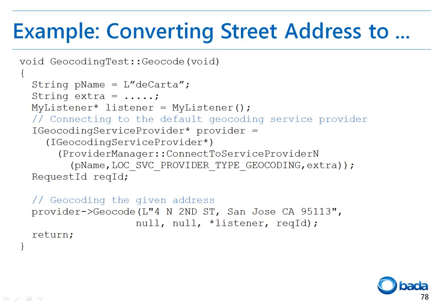Next, let's have a look at the geocoding service provider. The major function of the geocoding service provider is the conversion process between the street address and the coordinates. I'll explain this in more detail by looking at an example. As before, I prepared the information necessary to connect to the server and received a geocoding type provider by calling the Connect to Service Provider N function of the Provider Manager. Then, I specified the address and listener for the geocode function of the provider. The server will then convert the address into coordinates.